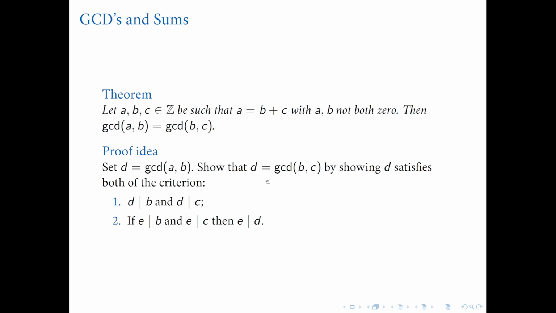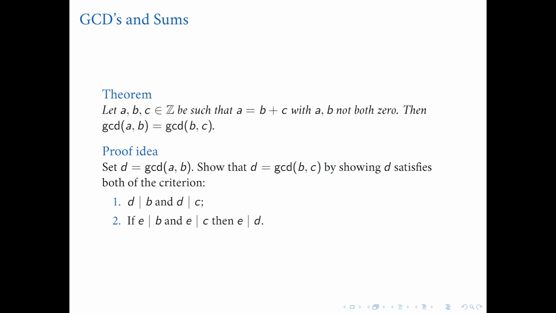So how do we do this? How do we show that it's the GCD? Well, it has to satisfy the definition. To satisfy the definition, D needs to divide B and D needs to divide C. And we need to show that if we have any other common divisor, that it divides D. So that's what we need to do. And you should take a minute and try it out.